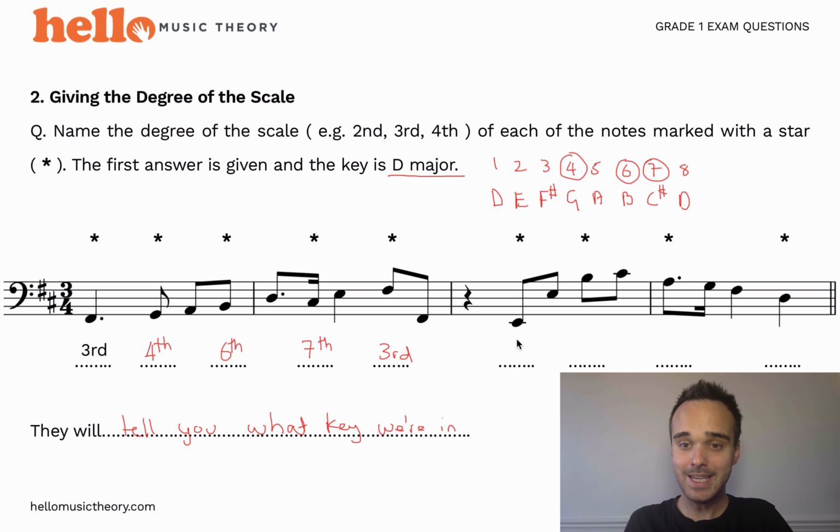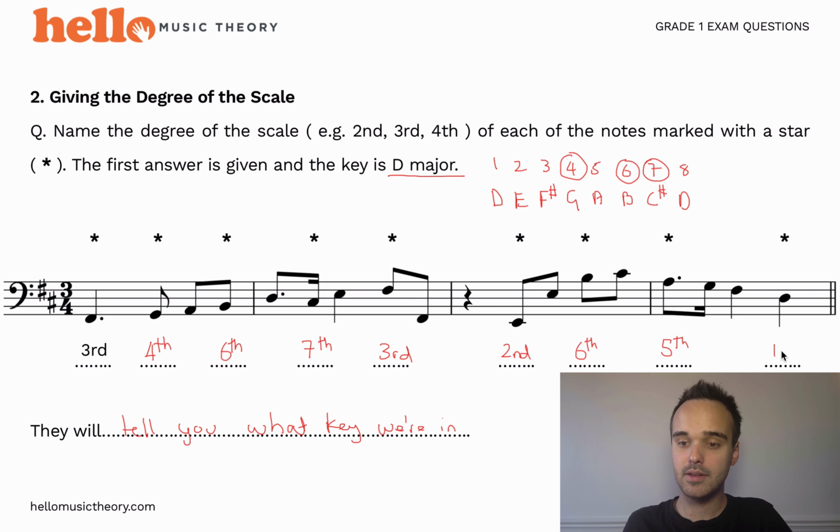Here we've got a low E, so E is the 2nd note of the scale, so we write in the 2nd. Then we've got a high B, which again is the 6th. Almost there, 2 to go. Here we've got an A, which is the 5th. And then lastly, to finish, we've got a D, which is obviously going to be the 1st.